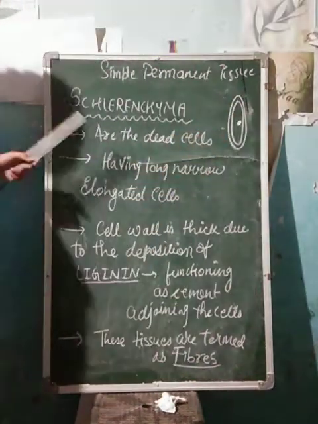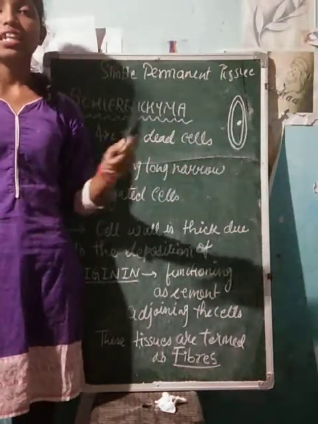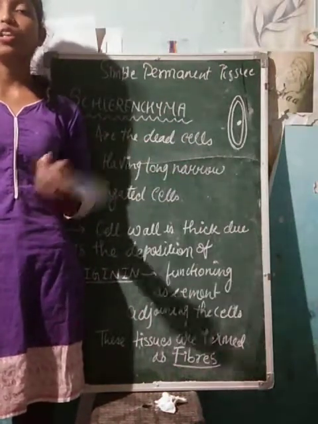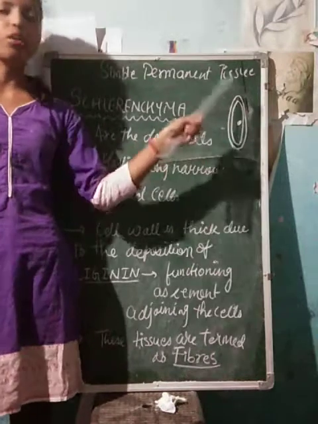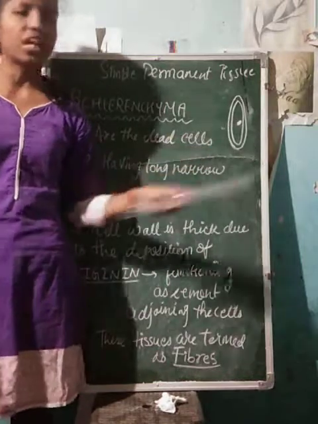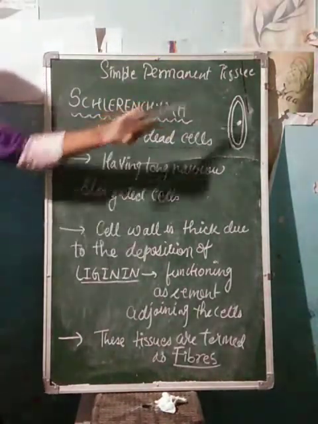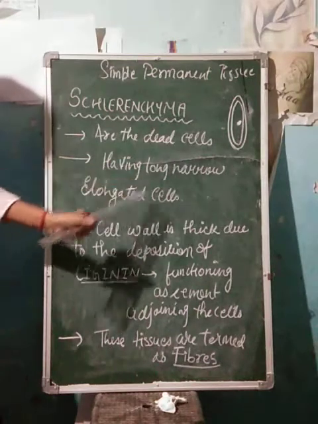Okay, so we can see here the cell is elongated and pointed from both sides. It is not oval, polygonal or spherical, but it is elongated, and has a sharp point at both ends. You could see, as I have told you, it has long, narrow, elongated cells.